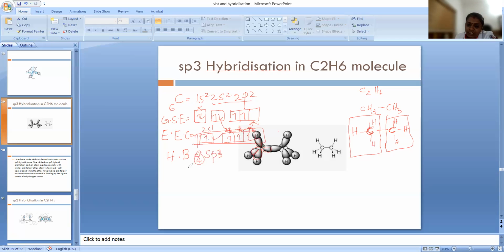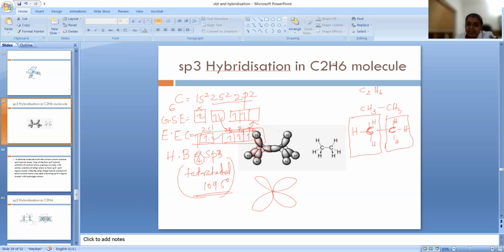Okay, and what should be the shape? It has a tetrahedral shape. And what should be the bond angle? 109.5 degrees will be the bond angle. This is common for all sp3 hybridized orbitals. Now, look at this. We reached here, that is, we found that it has 4 sp3 hybridized orbitals.